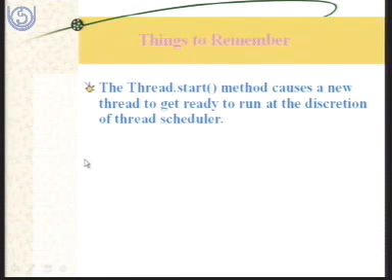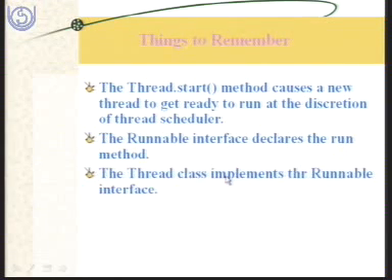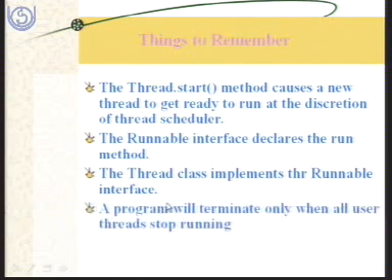Now let me wrap up our discussion. Some things which we discussed are to be remembered: the Thread dot start method causes a new thread to get ready to run at the discretion of the thread scheduler. The Runnable interface declares the run method, and this run method is public. The Thread class implements the Runnable interface internally. That's why whenever you extend the Thread class, the Runnable interface is implemented in the thread. And a program will terminate only when all the threads stop running.